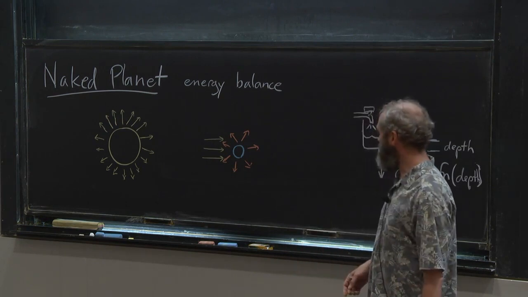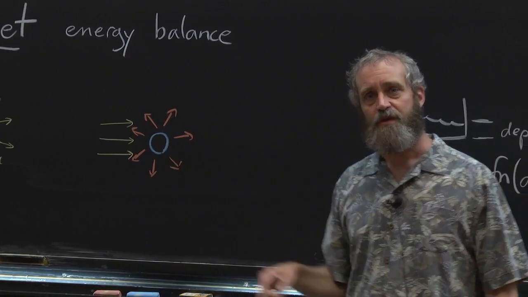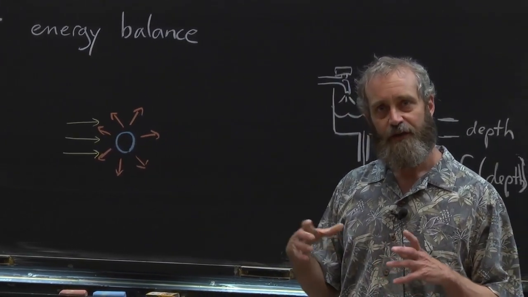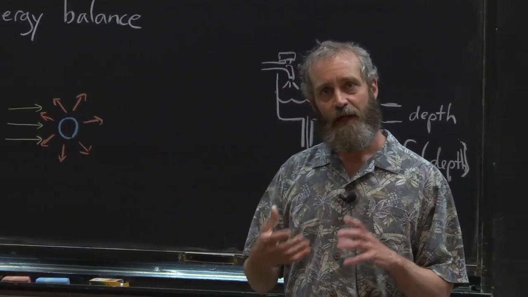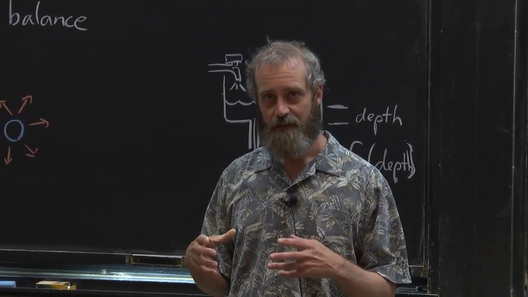And what we're doing to solve for the temperature of the Earth is we're solving for the condition where the energy coming into the planet balances the energy that's leaving. That's the eventual steady state.